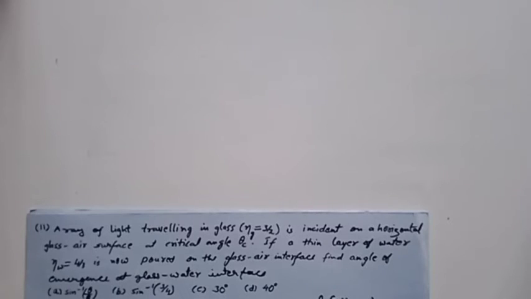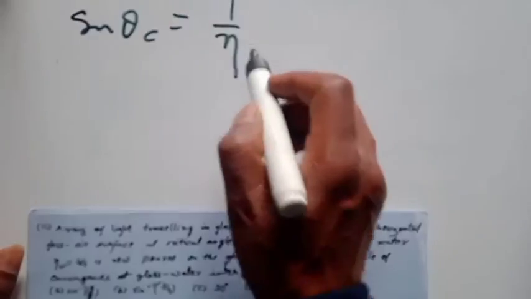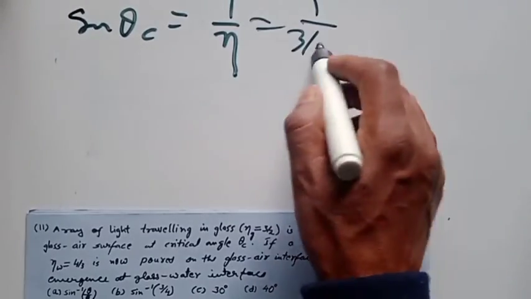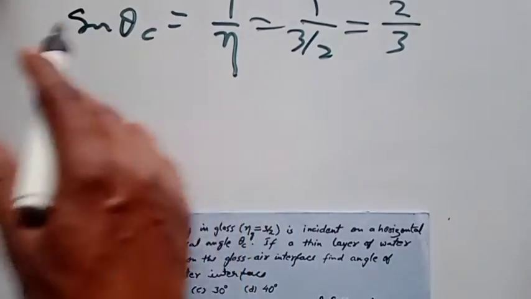A ray of light traveling in glass of refractive index 3 by 2 is incident on a horizontal glass-air interface at critical angle theta c. It means sine theta c is equal to 1 by eta, which is 1 by 3 by 2, which is 2 by 3. So the sine of the angle of incidence we know.